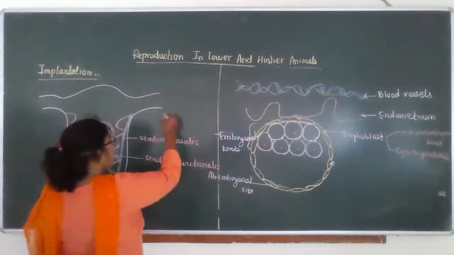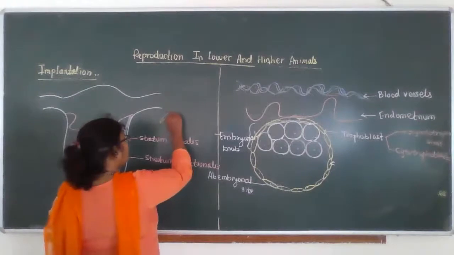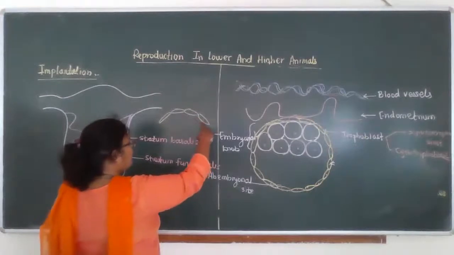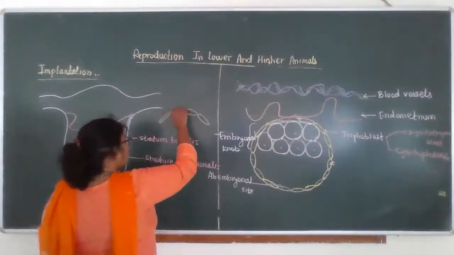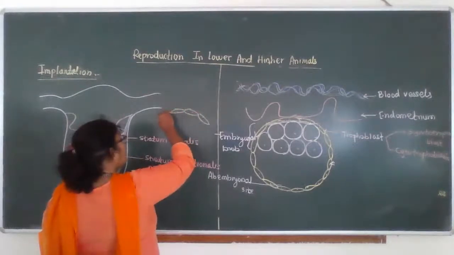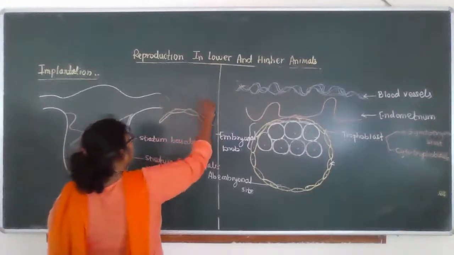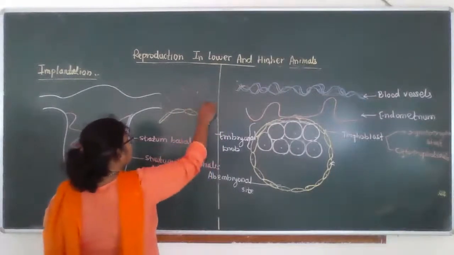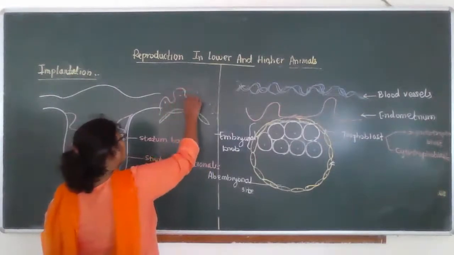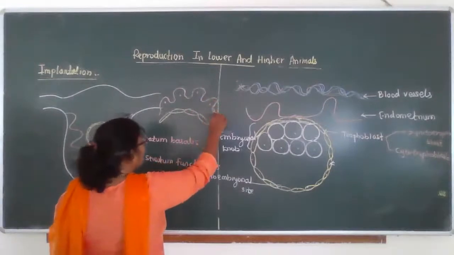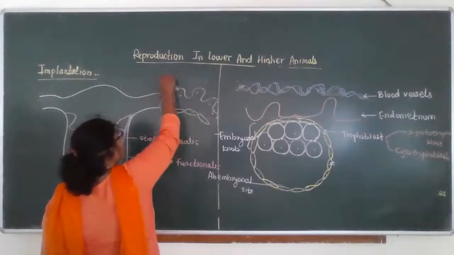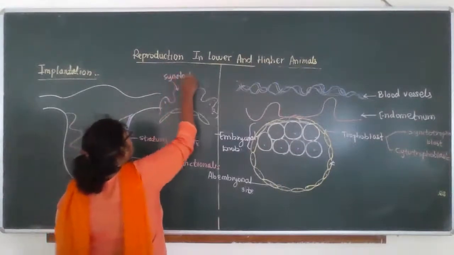The syncytiotrophoblast: for example, see, here is the trophoblast, especially this trophoblast at the embryonal knob site. This starts to divide and forms a multinucleated membrane structure. This is the multinucleated part, not so well defined. Okay, it is called the syncytiotrophoblast.